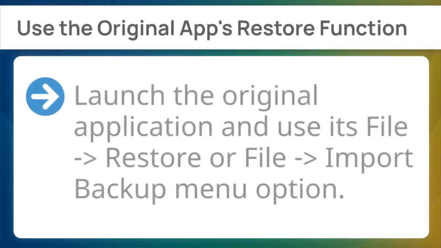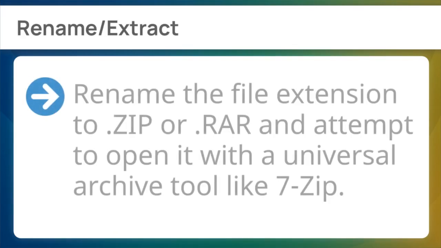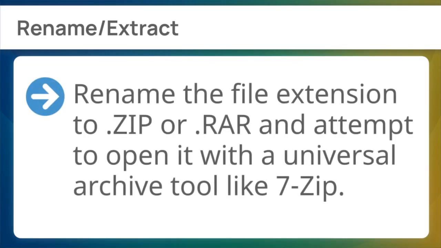Next, use the original app's restore function. Launch the original application and use its file restore or file import backup menu option. Finally, rename and extract. Rename the file extension to zip or rar and attempt to open it with a universal archive tool like 7-zip.